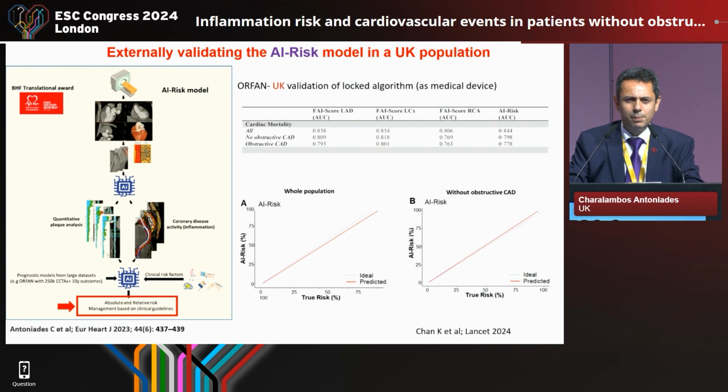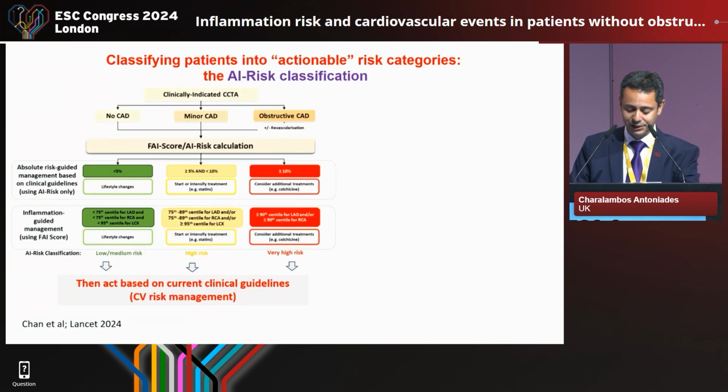For those who know about prognostic modeling, these are the calibration curves of the model. In the whole population of ORFAN, in those without obstructive CAD, the blue line is the ideal, and the red line is the predicted, essentially, calibration curve. And you can see that the model is very well calibrated to predict risk.